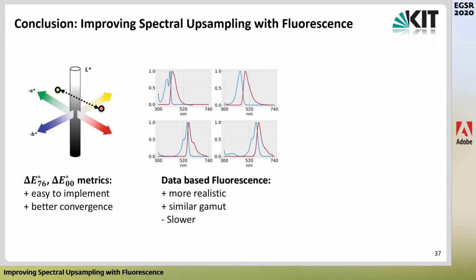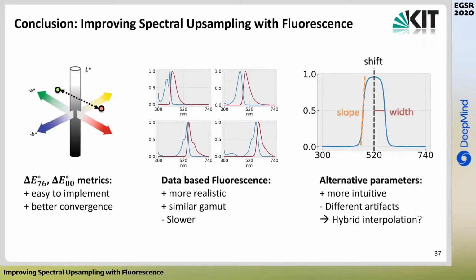Second, we replaced the analytical fluorescence model with a data-based model, which offers a more realistic underlying model and achieves a similar gamut, but the discrete index of the interpolated data pair causes the optimization process to become much more complex and slower. And finally, we proposed alternative parameters for the analytical reflectance model, which are more intuitive but introduce different artifacts than before, which might be solved by a more intelligent hybrid interpolation approach, which we leave for future work.